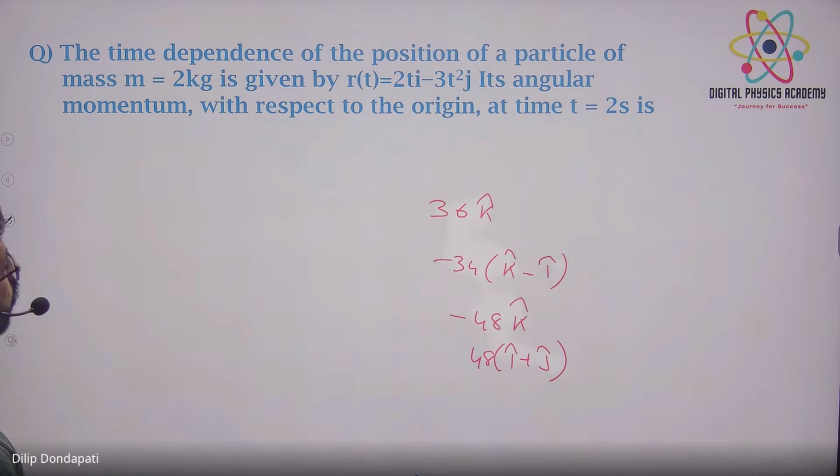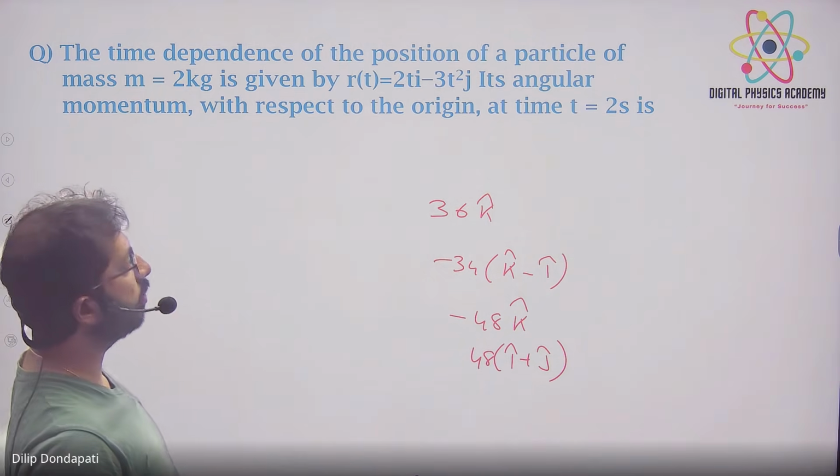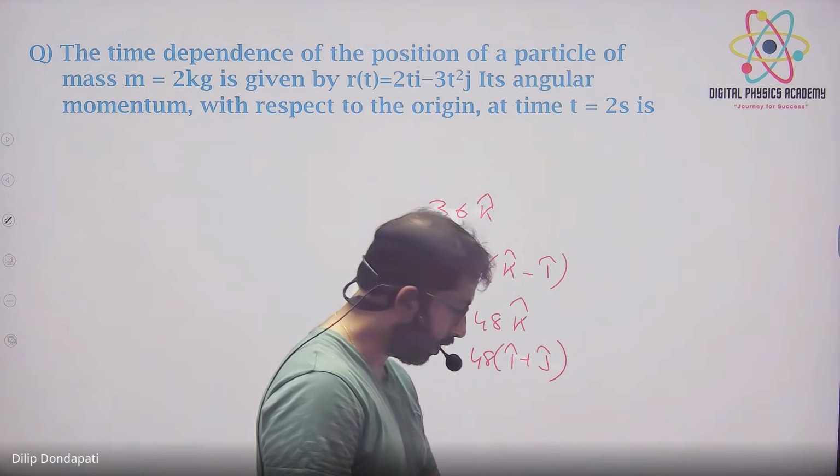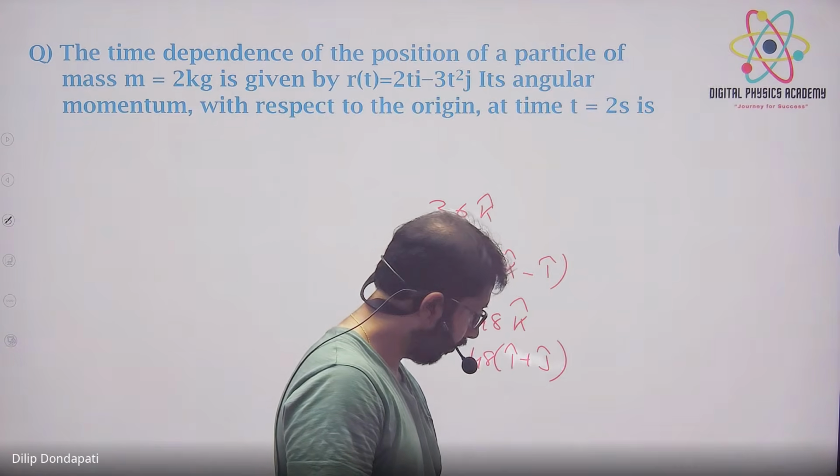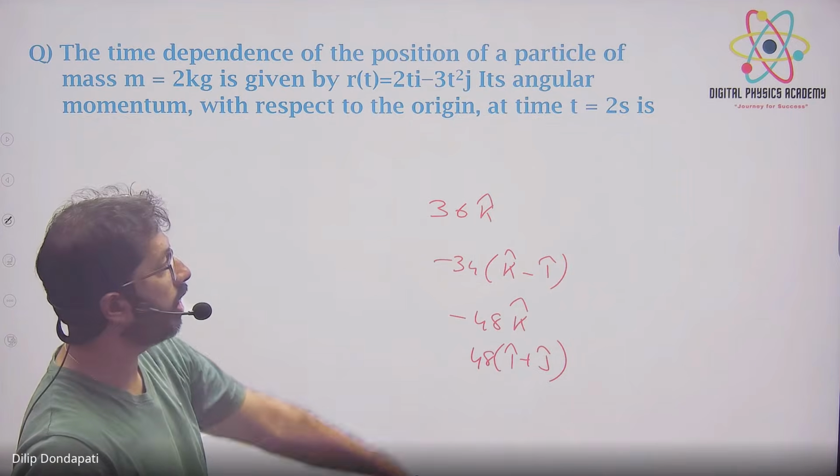So m is given, r vector displacement is given. They're asking to find the angular momentum with respect to origin at time t equal 2 seconds. So won't the differentiation... Wait, how do we find velocity though? Velocity, displacement से velocity कैसे आएगा, differentiate करने का.